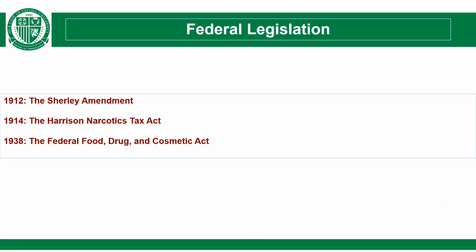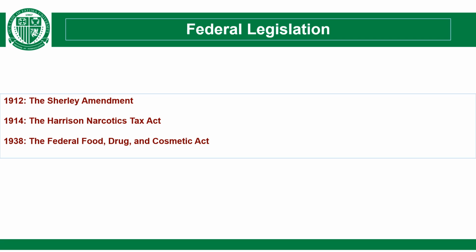For the federal legislation, there have been many different amendments, laws and acts with regards to the medications and drugs. In 1912, we have the Shirley Amendment, wherein there is prohibition of false therapeutic claims on drug labels. It is important that labeling of medications be properly done so as to avoid the death of people, especially infants. And during this amendment, the government had to prove the intent to defraud before a drug could be removed from the market.